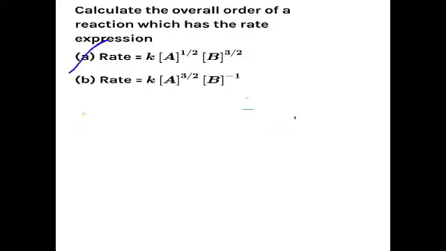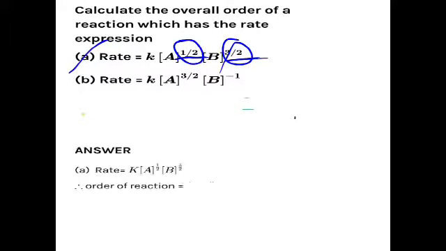Now see here, in the first case the rate they have given is equal to k into a to the power 1 by 2 and b to the power 3 by 2. So here the powers are 1 by 2 and 3 by 2. To find the order, you just need to sum up whatever powers are given on top of the concentrations of the reactants. So the answer for this case will be 1 by 2 plus 3 by 2. You just have to sum them up. 2 is common in the denominator, so 1 plus 3 will give you 4. So 4 by 2 is equal to 2.